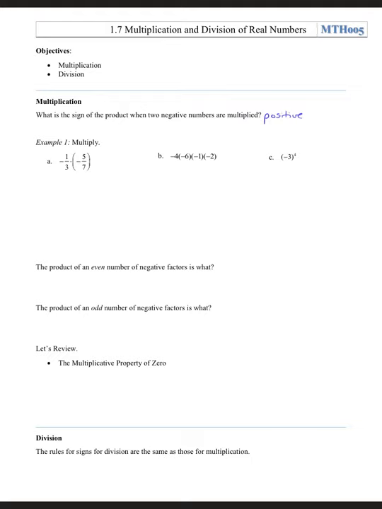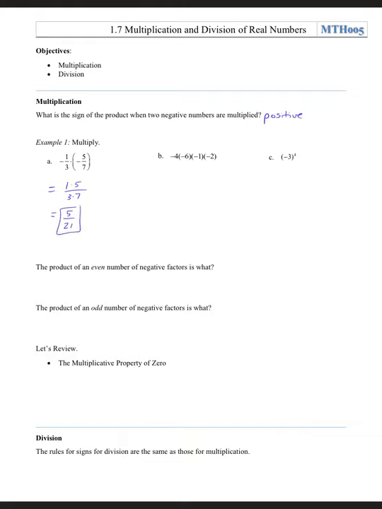So in the first one, multiply negative 1/3 times negative 5/7. Now we need to think back to our rules for multiplying fractions. That's right, we multiply the numerators, then multiply the denominators. In this case, a negative times a negative is going to be a positive. Then we have 1 times 5 over 3 times 7. Make sure nothing cancels, which nothing does, so we have 5/21.